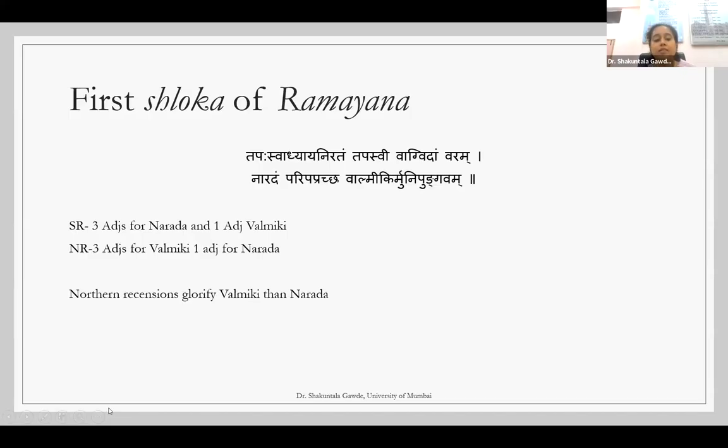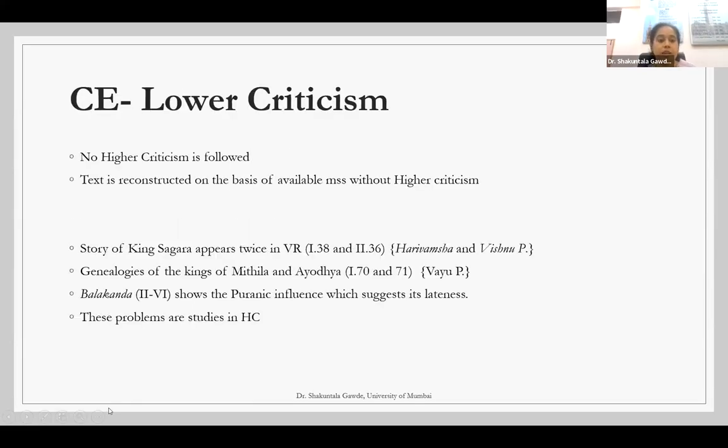So such regional variations are bound to take place in these manuscripts. When preparing a critical edition, one has to take care to analyze all those regional variations, come to a conclusion, and accept the right kind of patha. So this critical edition of the Valmiki Ramayana which is prepared is part of lower criticism, as I explained in the beginning.